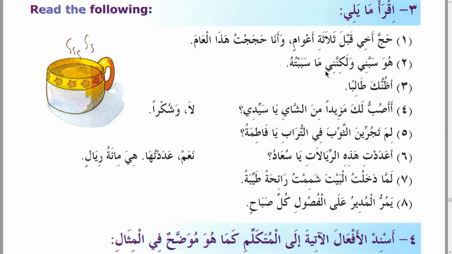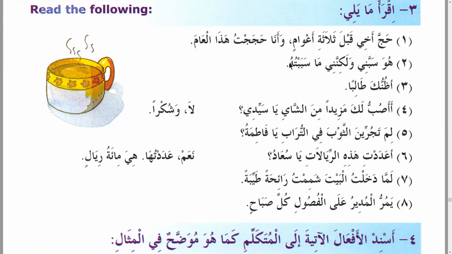هو سبني ولكنني ما سببته. سببت. See, you open it up again. سببنا, سببت, سببت, ما سببتم, سببت, سببنا, right? هو سبني. Sabba is the fa'il. هو سبني. He cursed me. ولكنني, but I, ما سببته. I did not curse him. سببت, tu is the fa'il.